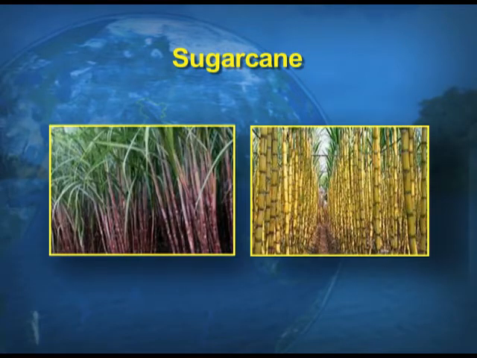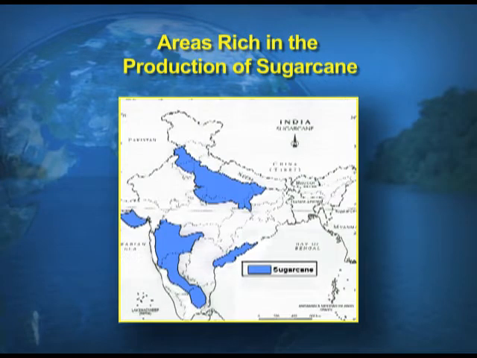Now on the screens, you can have a visual of how the sugarcane looks like. Now, this visual shows you the areas which are rich in the production of this crop. So, the whole of northern India with the western part of the country, that is Maharashtra and Gujarat, as well as the southern states, that is Tamil Nadu, Andhra and Karnataka as well.